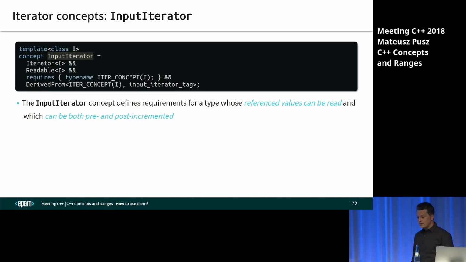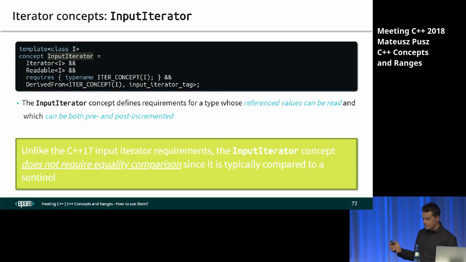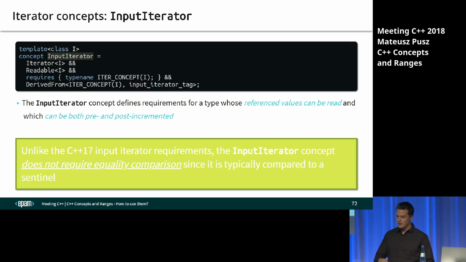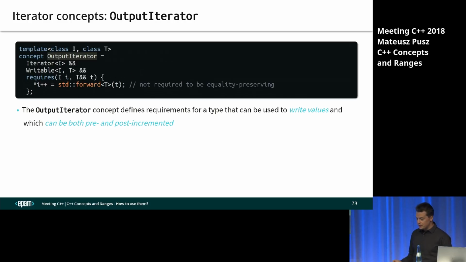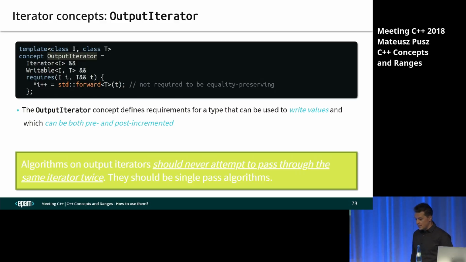InputIterator is an iterator that is readable, and it's derived from the InputIterator tag. Difference from the C++17 InputIterator is that this concept doesn't have to be equality comparable, because we are not comparing InputIterator with another InputIterator like it was the case in C++17 and earlier. We are comparing InputIterator with a Sentinel type. So we don't have to make InputIterator comparable. OutputIterator is an iterator that is writable and should be used only in single-pass algorithms.